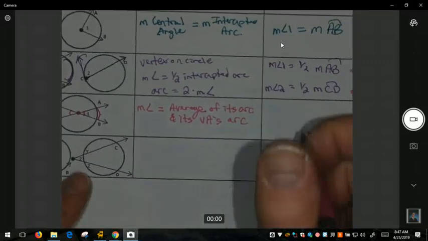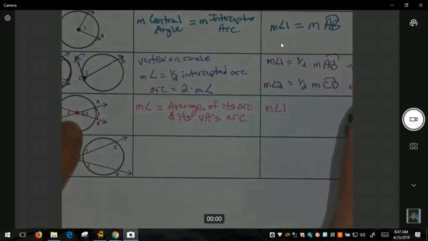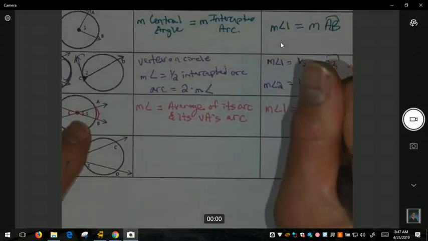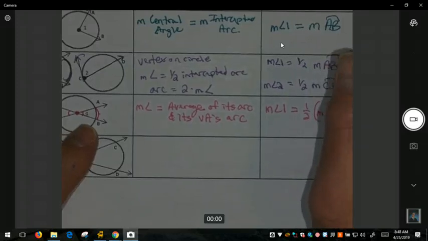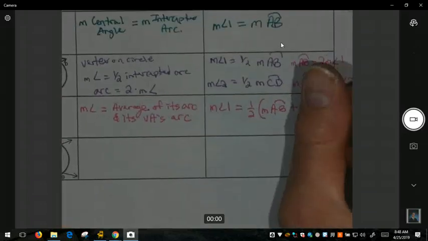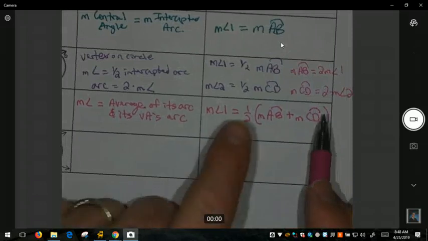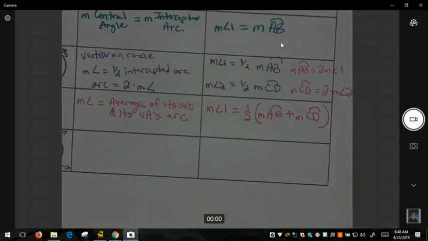So in other words, in this picture, the measure of angle 1 and the same measure for its vertical angle, since vertical angles are always congruent, is equal to half of the measure of arc AB plus the measure of arc CD. That would be the average of those two arcs. Add the measures of the two arcs up and divide it by 2.